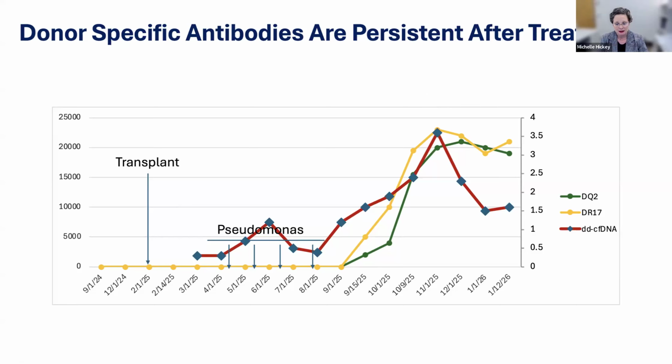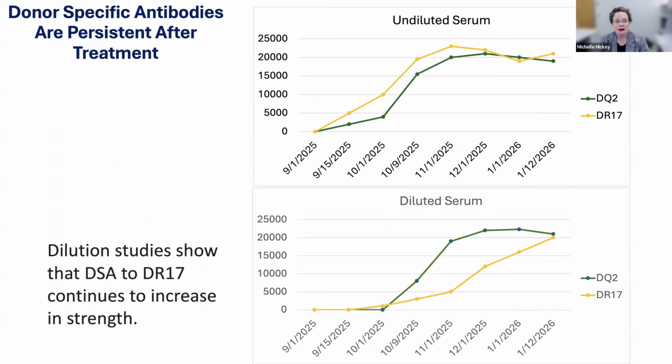Next slide, please. Comparing undiluted serum to the results of serum that is diluted, what we found is that the donor-specific antibody to DR17 continued to increase in strength. This is shown in the results of the diluted serum. We see that over time, the strength of DR17 almost is identical to the strength of the DQ2 by January 12th of 26. And I just want to thank everybody for your time and attention and pass it back to Ramsey for our key takeaways.